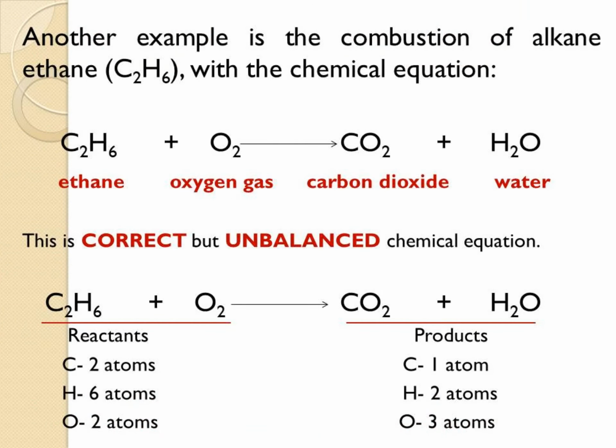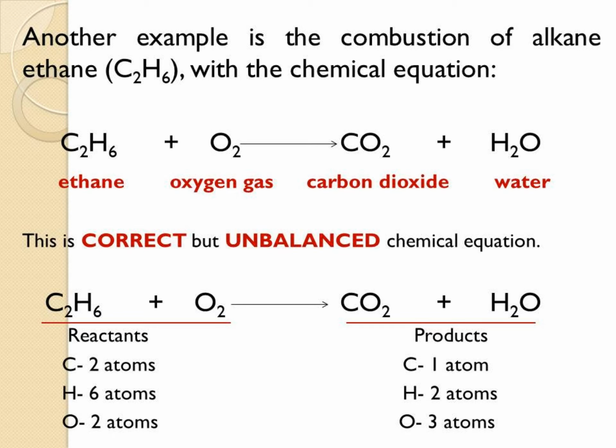Another example is the combustion of the alkane ethane, C2H6. This equation is correct: ethane, C2H6, plus oxygen gas yields carbon dioxide plus water. The chemical equation is correct, but it is unbalanced.